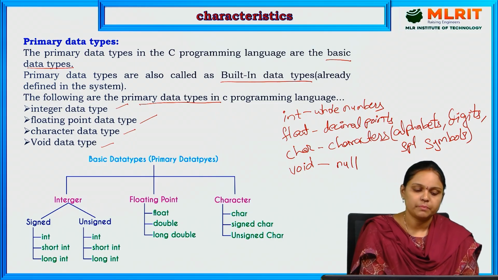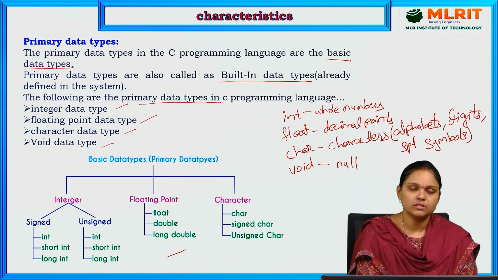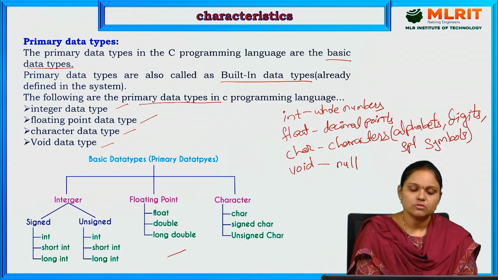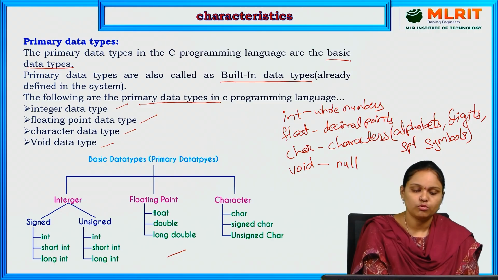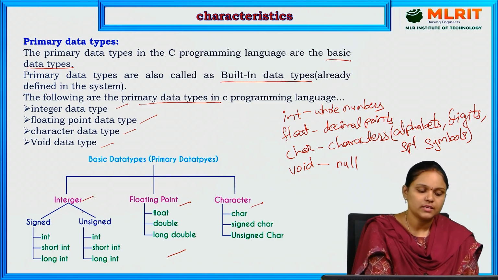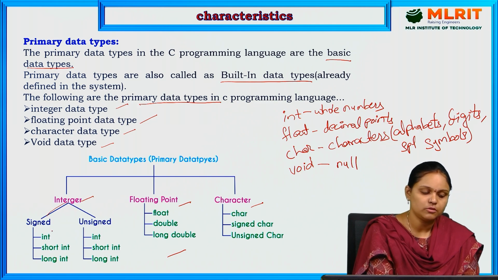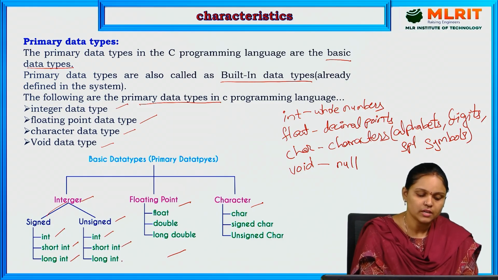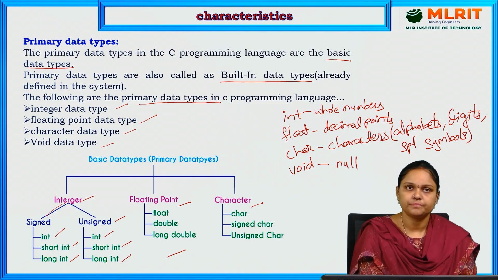So this is a simple chart that we are using to represent the basic data types, or primary data types, or built-in data types, or primitive data types. The basic data types are integer, floating point, and character, as we learned. Integer is further divided into signed int, signed short int, and signed long int. The next one is unsigned int, unsigned short int, and unsigned long int.